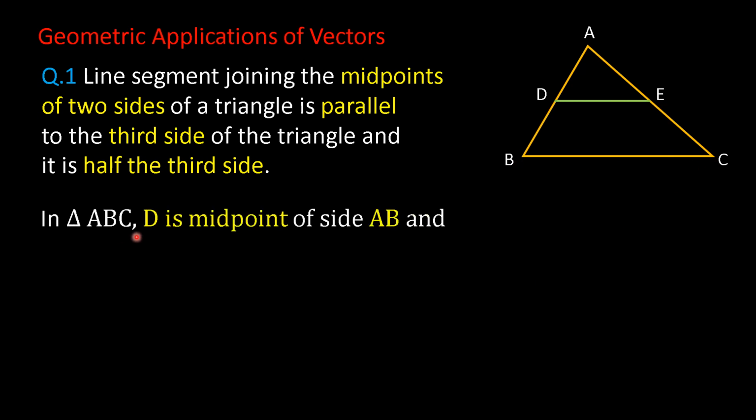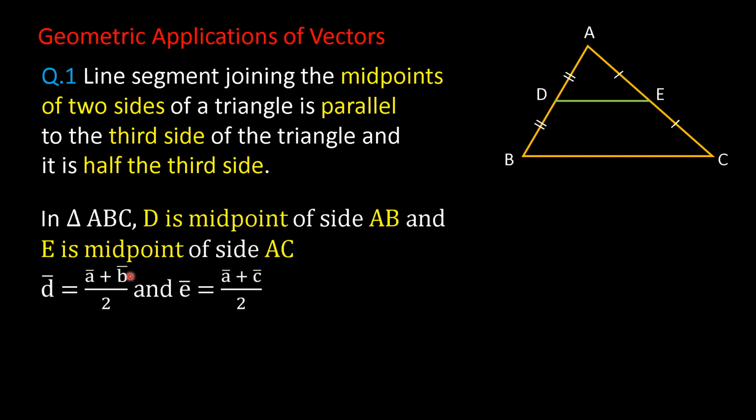In triangle ABC, D is midpoint of side AB and E is midpoint of side AC. We have D bar equals (A bar plus B bar) by 2 and E bar equals (A bar plus C bar) by 2. We have DE bar equals E bar minus D bar. That will be (A bar plus C bar) by 2 minus (A bar plus B bar) by 2.